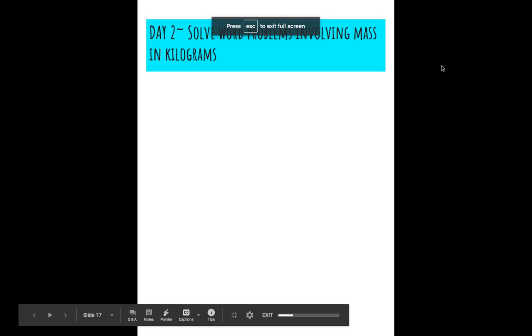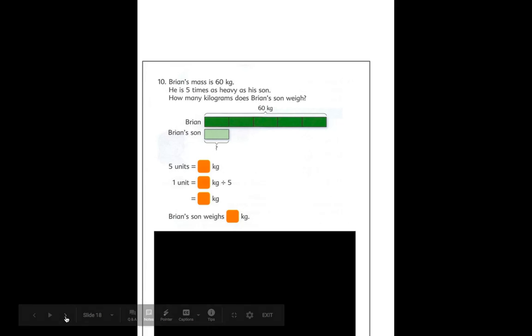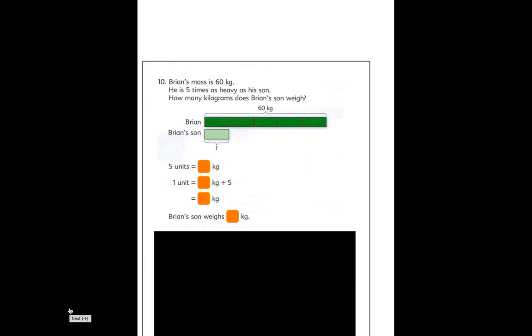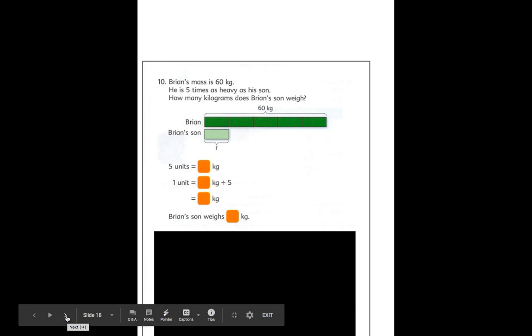We're going to look at word problems that involve mass and kilograms, and we're going to review some bar modeling strategies that we've done in the past. Let's look at our first one. Remember, when you're reading word problems, you should read it 3 times. One for the gist, then gathering your information, and then tackling the problem by making a model and making sure that your answer makes sense.